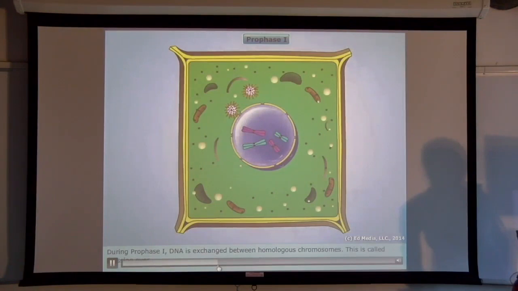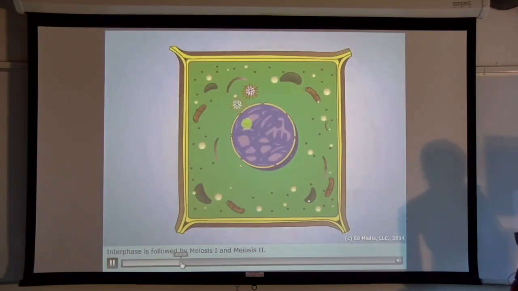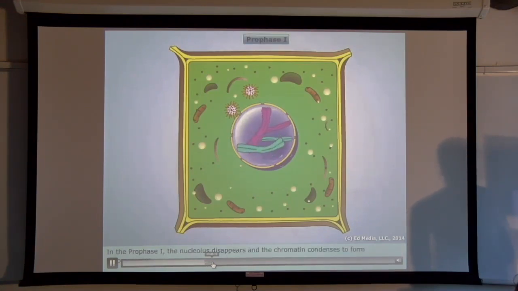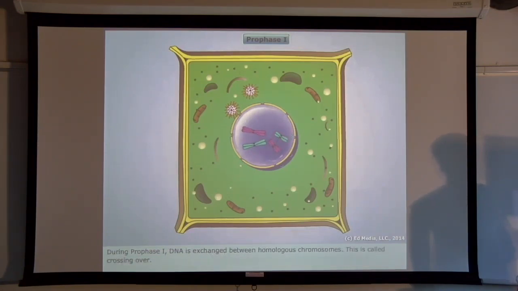During prophase 1, DNA is exchanged between homologous chromosomes, followed by meiosis 1 and meiosis 2. The first stage of meiosis 1 is prophase 1. The nucleus disappears, and the chromatin condenses to form chromosomes. During prophase 1, DNA is exchanged between homologous chromosomes. This is called crossing over.